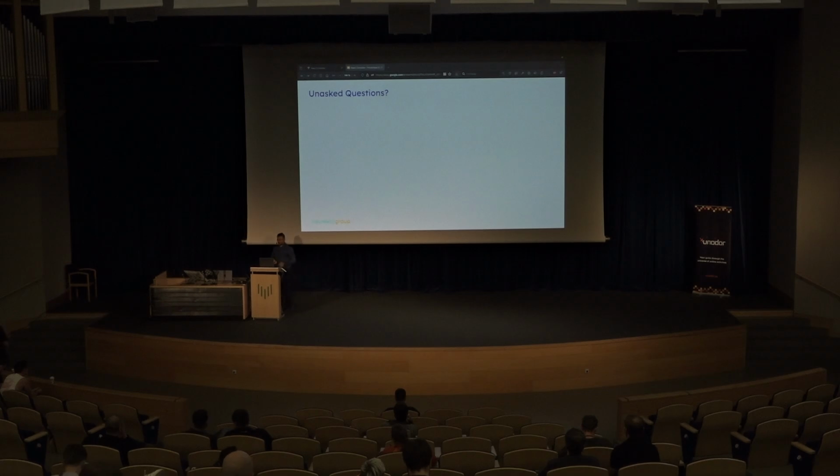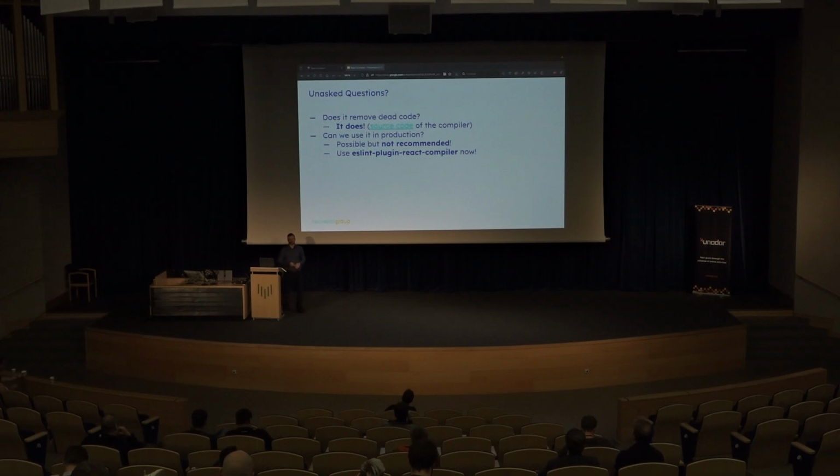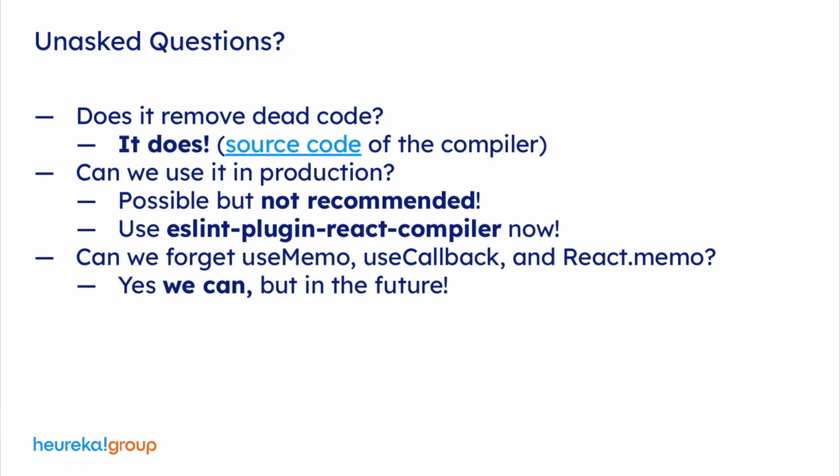And I will be ending. Unasked questions: does it remove the dead code? Yes, it does. Can we use it in production? I think it's possible, but probably not recommended, but it's up to you. It is still in development, but you should use the ESLint plugin for React compiler now, because it's stable. There are a few bugs, we know about them, but it's okay to use it right now. And can we forget use memo, use callback, and React memo, the manual memoization functions? Yes, we can, but in the future.